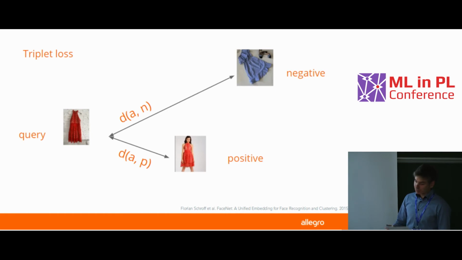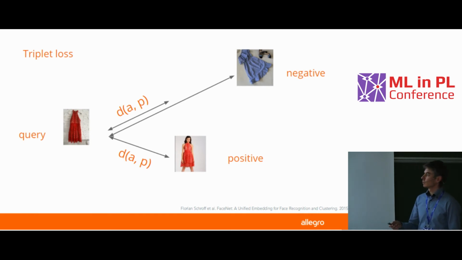And the idea is to make the distance between query and negative larger than the distance between query and positive image. And what's more, we would like this query negative distance to be not only larger than the query positive distance, but larger by some margin, m.